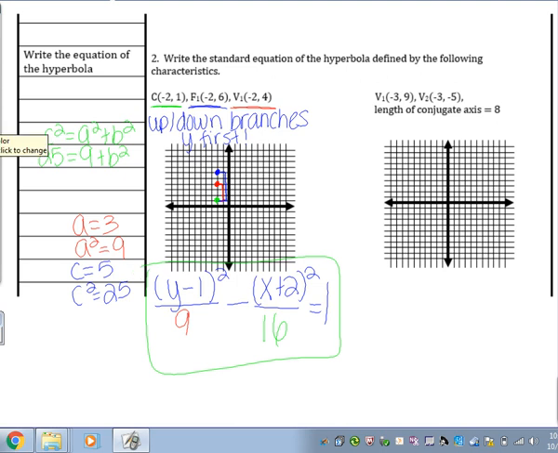let's look at this next one here. I have 2 vertices that I'm given, so at -3, 9 and -3, -5. Okay, so I have 2 vertices, and then I have the length of the conjugate axis is 8. Which one's the conjugate axis? Does that go in the direction of the branches or not branches? Not branches.